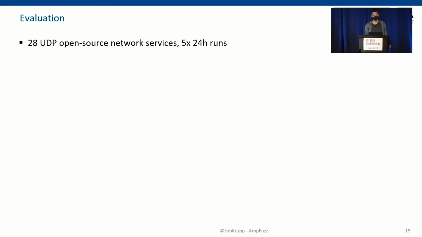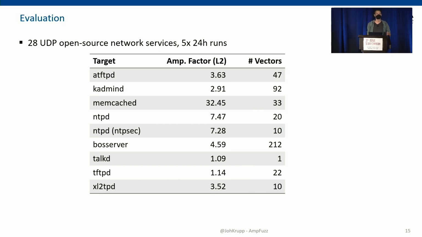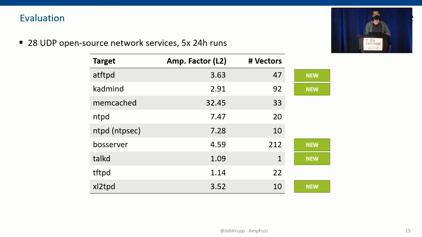We did evaluate AmpFuzz on 28 UDP open source network services from the Debian repositories, ran them for 24 hours, and repeated all experiments 5 times. And among those 28 targets, we actually found amplification vulnerabilities in 9 services, with amplification factors ranging from 1.09 to 32. Not only that, we actually discovered that many of those targets have multiple amplification vectors that can be abused. TalkD, for example, only has a single one, but in the case of BS server, we can actually find 200 different requests that trigger amplification behavior. And lastly, to point this out, 5 of these have been previously unknown.